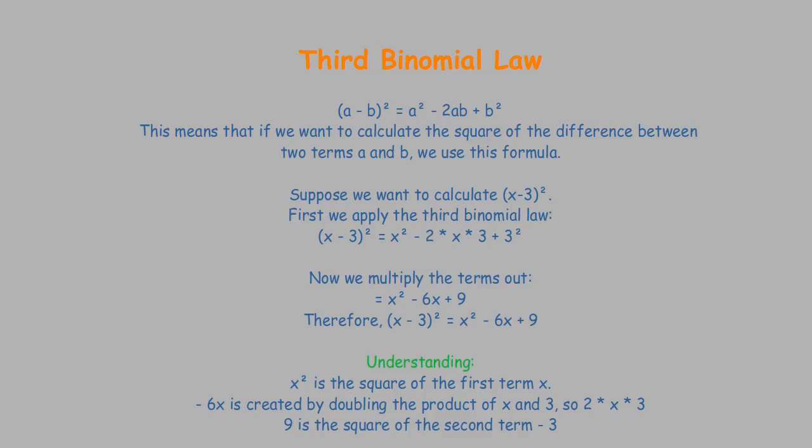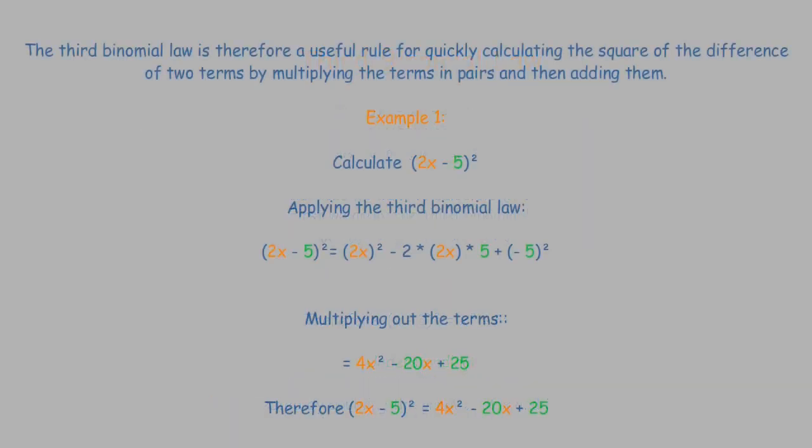Understanding, x² is the square of the first term x. Minus 6x is created by doubling the product of x and 3, so 2 times x times 3. 9 is the square of the second term, minus 3. The third binomial law is therefore a useful rule for quickly calculating the square of the difference of two terms by multiplying the terms in pairs and then adding them.